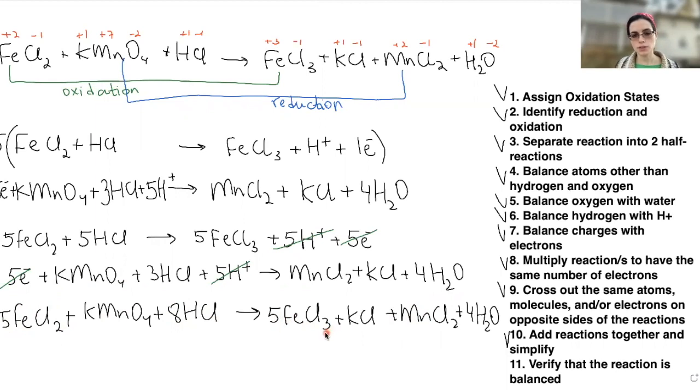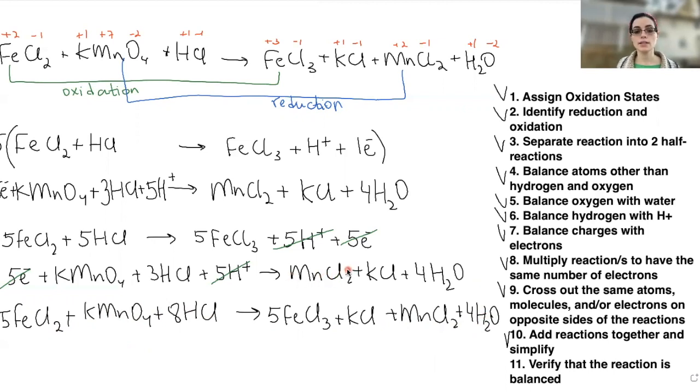5 times 3 is 15. So 15 plus 2 plus 1. So again, 18 on this side, 18 on the other side. In terms of oxygen, I have 4 oxygens here, 4 oxygens here. Great. And now finally hydrogen, 8 hydrogens here and 8 hydrogens here. Perfect, right? So I think we did it correctly.